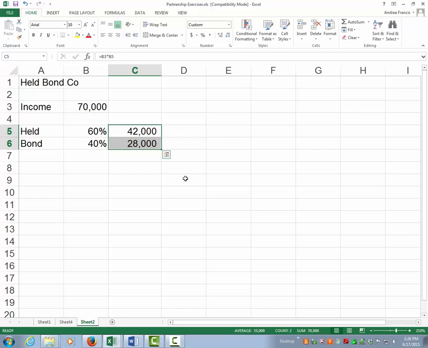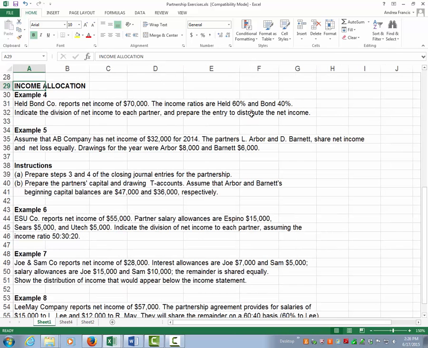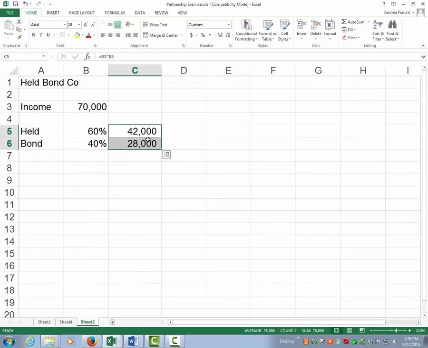Now the next question is, well, what is this journal entry that is being spoken of, right? It says prepare the entry to distribute the net income. Well, what we need to do, and you may think back to accounting 1 when we did closing journal entries. Basically, it's not enough to just do a calculation and say, oh, Held, you get 42 and Bond, you get 28. We actually have to allocate these amounts to the partners' capital accounts. As such, we are going to prepare a journal entry.